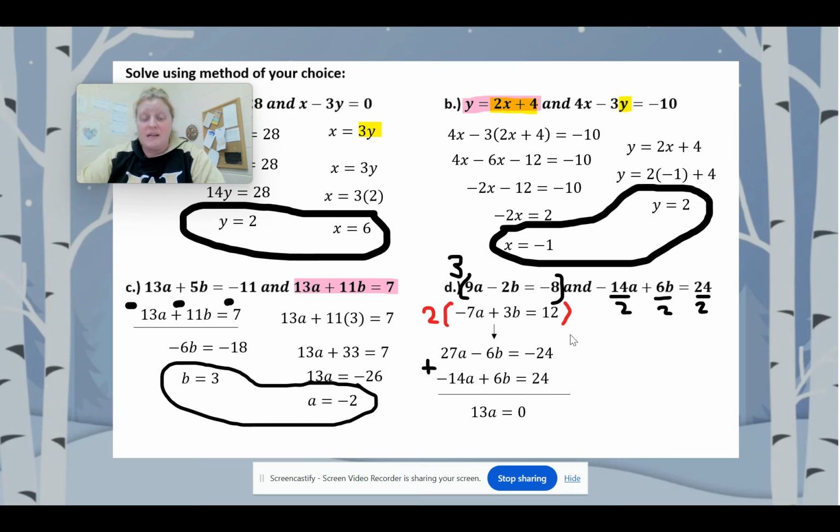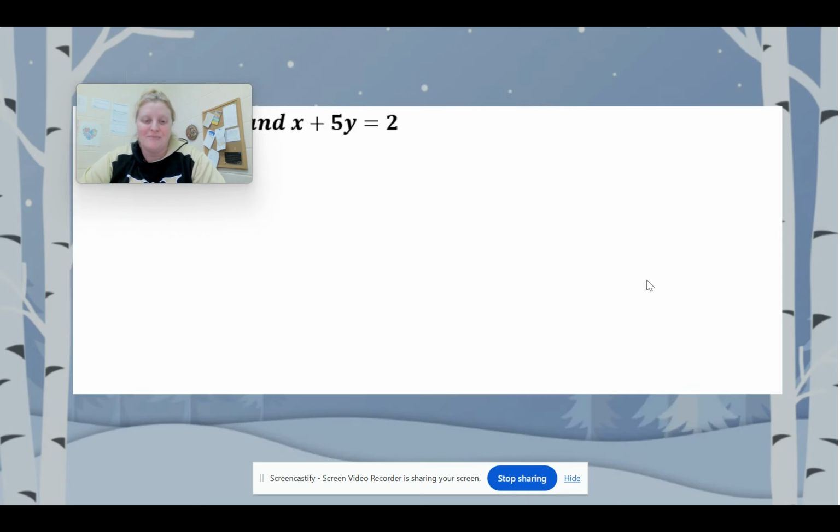So I'll get 13a on one side, the b's cross out, right? We don't write 0b, and then we get 0. And you can't stop working because you got a 0. You just keep going with the flow. You would then divide by 13. 0 divided by 13 is still 0. So a is 0. And then if you put that 0 into either equation, it doesn't matter. Just to make time a little shorter, you're going to get 4 for b. So there's your solution.